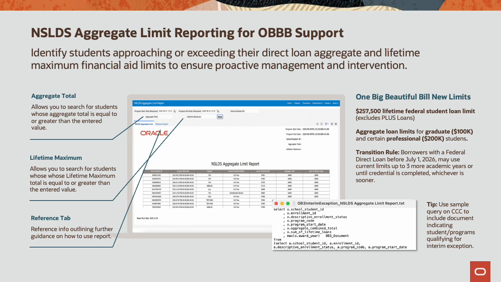For further guidance on how to leverage the report, consult the Reference tab within the report, which outlines additional steps and best practices. By actively using this report, you can stay ahead of new regulatory requirements, efficiently identify at-risk students, and ensure a smooth transition to the new OBBB direct loan limits.